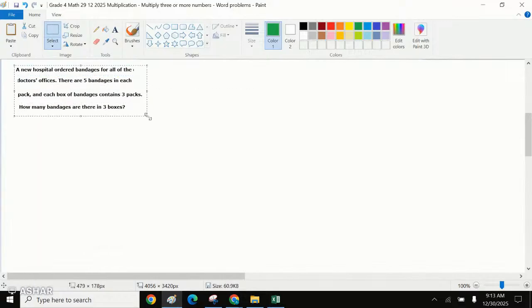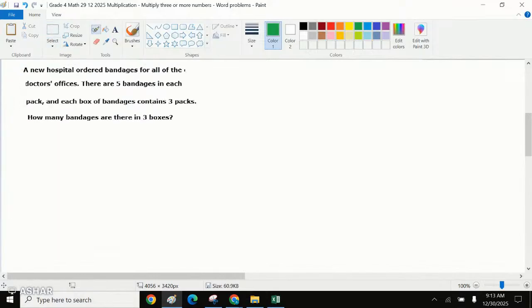Okay, let's resize. The question number 6 says, a new hospital ordered band-aids for all the doctor's offices, right? There are 5 bandages in each pack. Each box of bandages contains 3 packs. That means a box is bigger, right? A box has 3 packets in it. And they're asking how many bandages are there in 3 boxes, right?